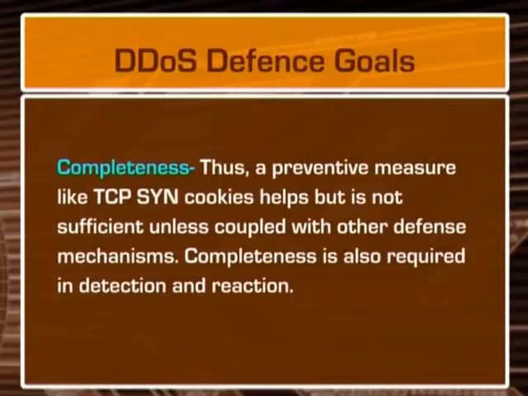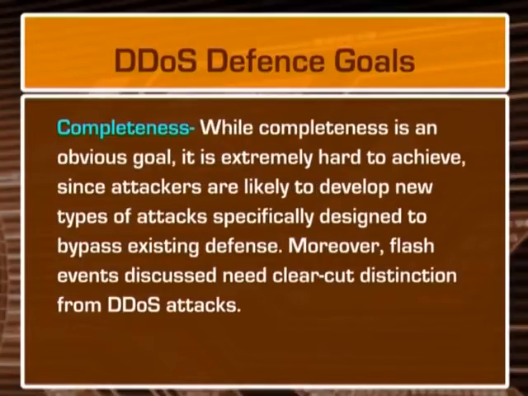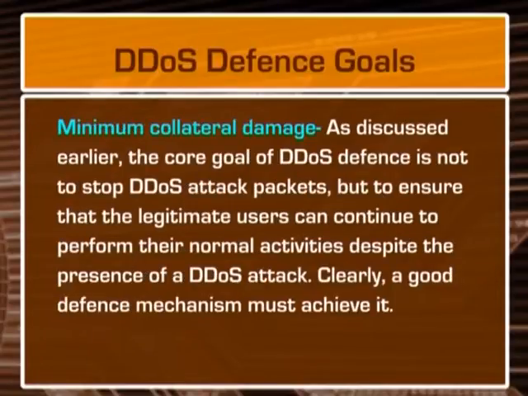Completeness is also required in detection and reaction. If our detection mechanism does not recognize a particular pattern of incoming packets as an attack, presumably it will not invoke any response and the attack will succeed. While completeness is an obvious goal, it is extremely hard to achieve, since attackers are likely to develop new types of attacks specially designed to bypass existing defenses. Moreover, flash events discussed earlier need clear-cut distinctions from DDoS attacks.